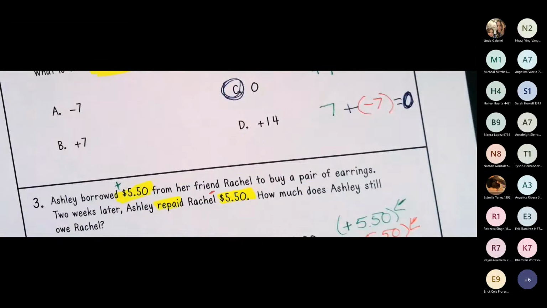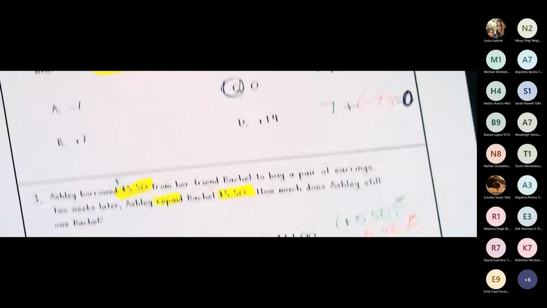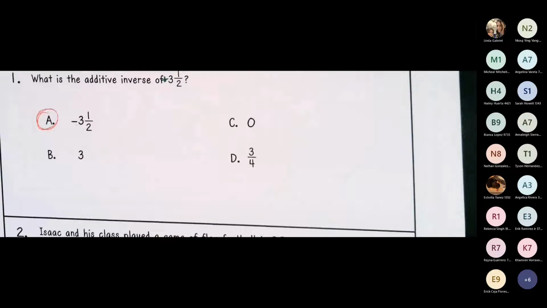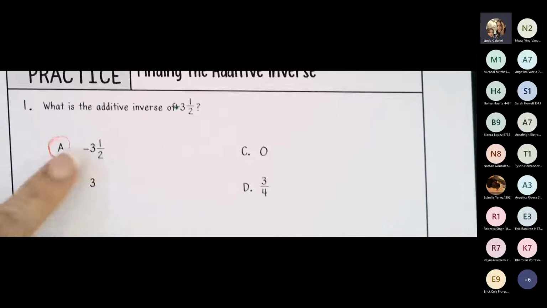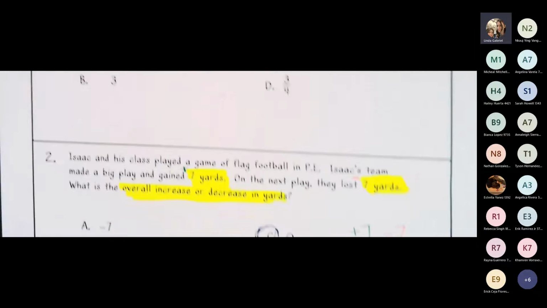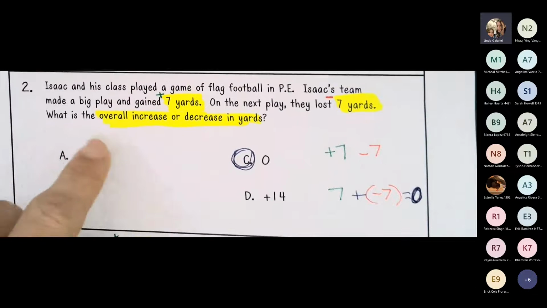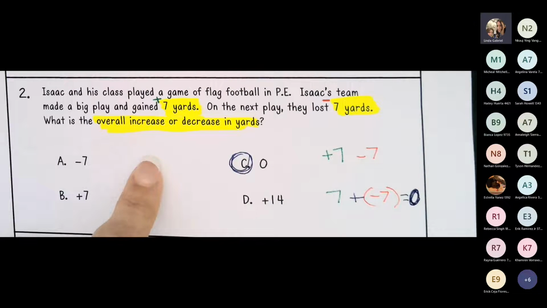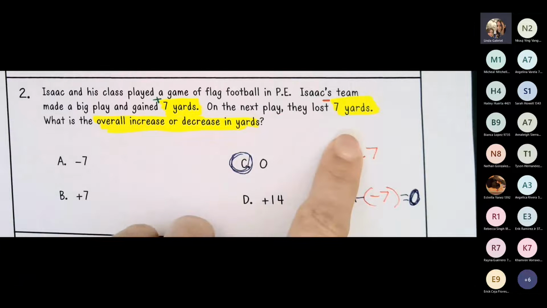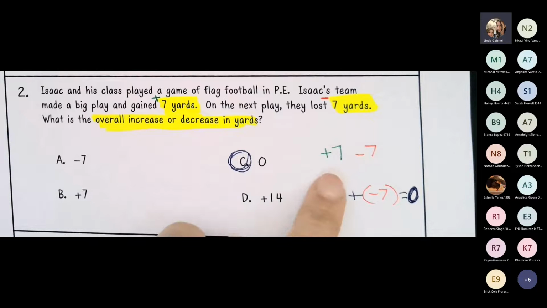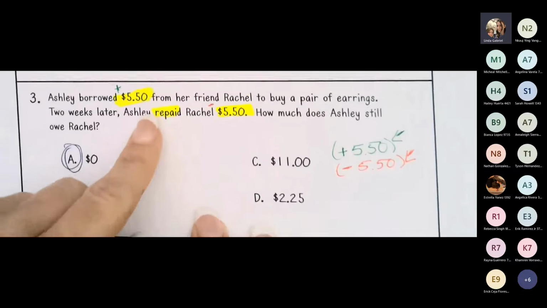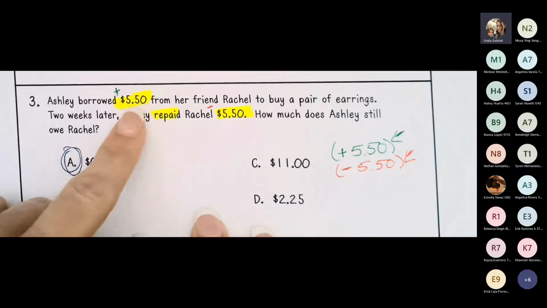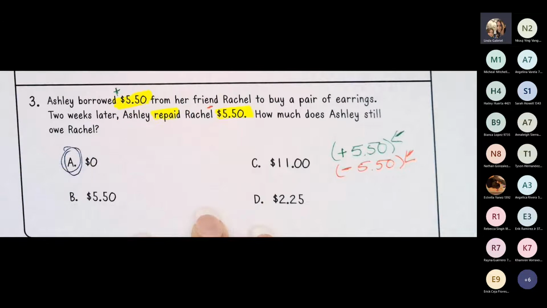So number 1, negative 3.5, right? Because it's the additive inverse of positive 3.5. Number 2, we had to add or find the sum of 7 yards and negative 7 yards, right? Because they lost it. So we had to find the sum of an original number and its additive inverse. And the same with the last one. We had to find the sum of a value and its additive inverse.